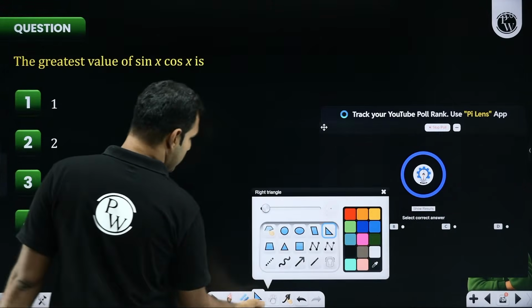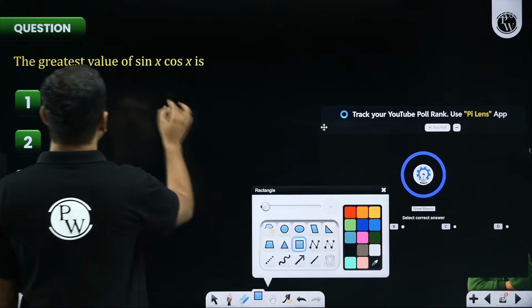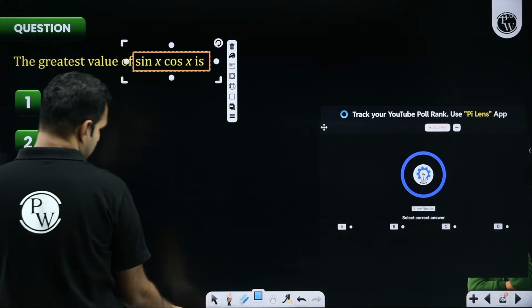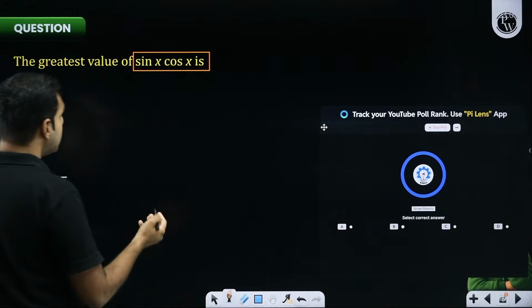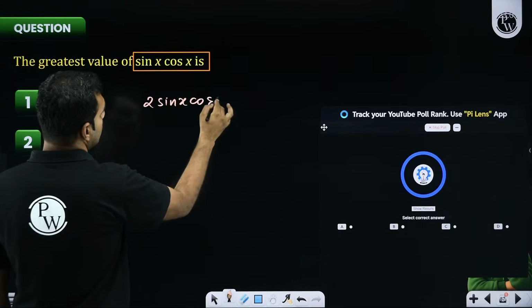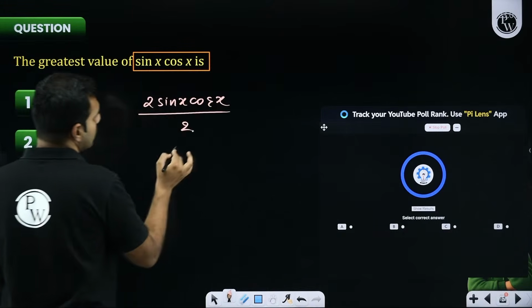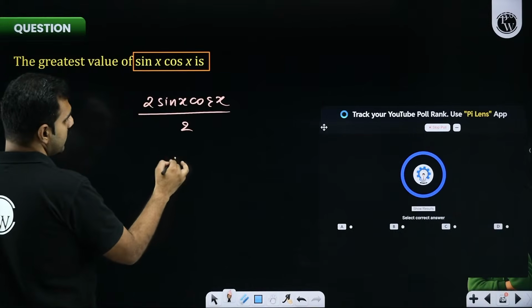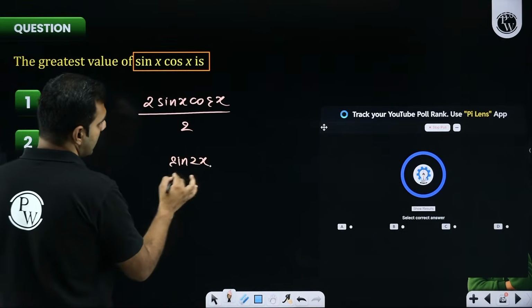It is asking you the greatest value of sin x cos x. Amazing. Can something be easier than this? Sir, if you multiply sin x cos x by 2, so I have to divide it by 2. So can you help me with sin x cos x with 2? Sir, that's sin 2x. So sin 2x by 2 it is.